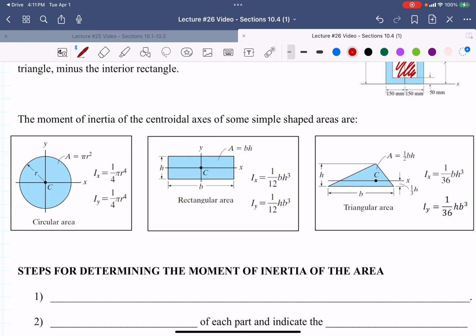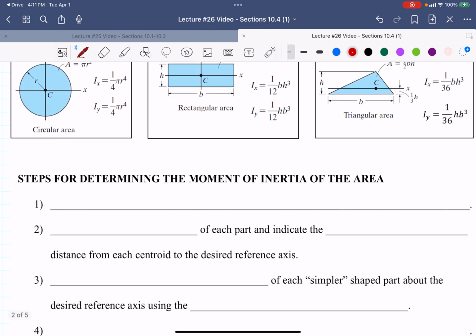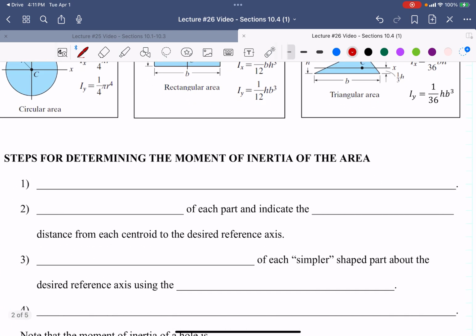The moment of inertia about the centroidal axes of some simple shapes are shown here. You've got a circular area, a rectangular area, and a triangular area. And we're going to use all of those tables as the basis for our simple shapes when we are doing our composite calculations.